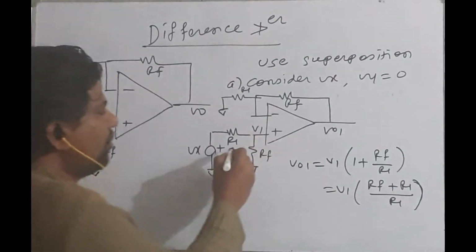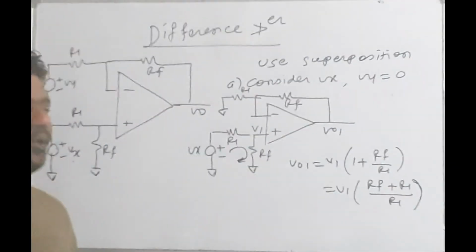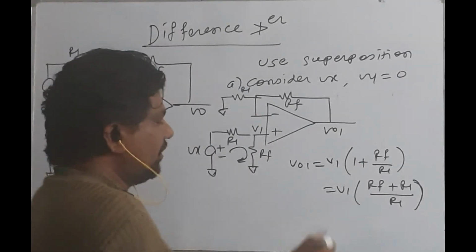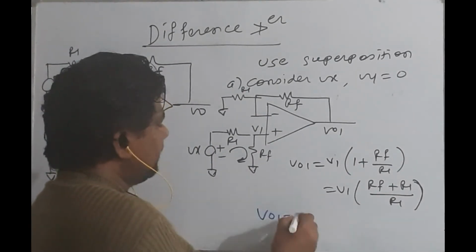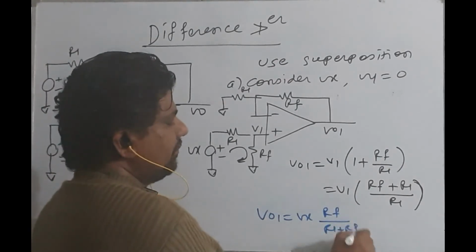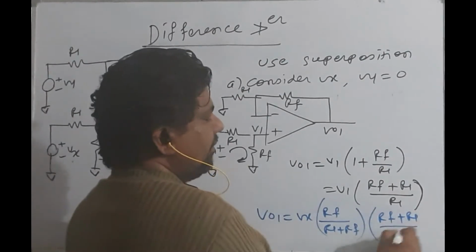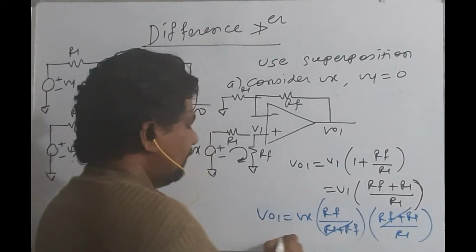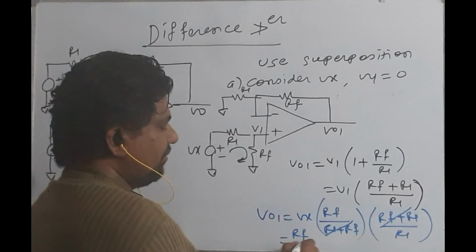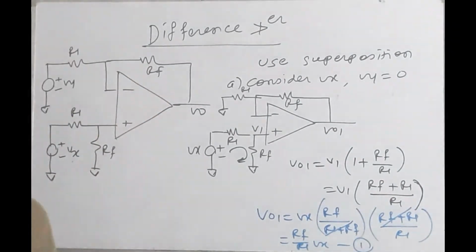Now to get the value of V1, we need to apply the voltage division rule, because current will pass here, current will not pass here as it has high input impedance. So V1 is equal to Vx into Rf divided by R1 plus Rf, into Rf plus R1 divided by R1. So Rf upon R1 into Vx, equation number 1, isn't it?